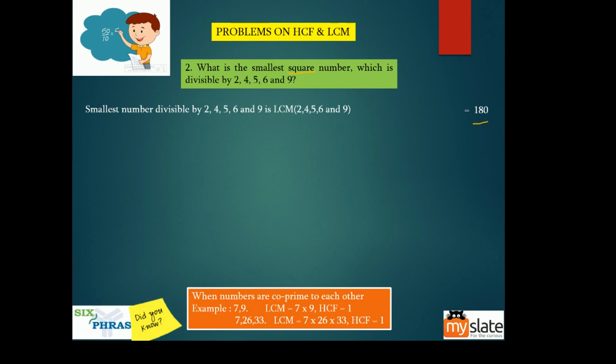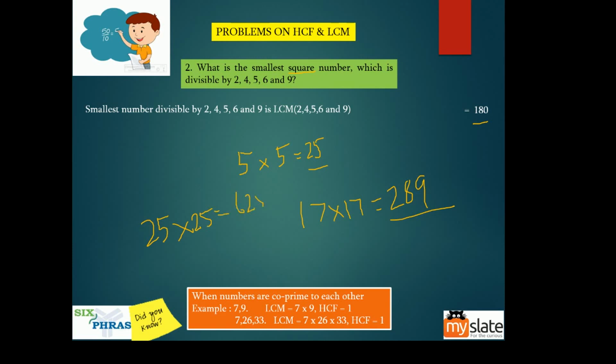No, right? Square numbers are numbers which are multiples of the same number. For example, by square number, what they mean is 5 into 5 gives you 25. This is a square number. 17 into 17, 289. This is a square number. 25 into 25, 625. This is a square number. So 180 is not a square number.